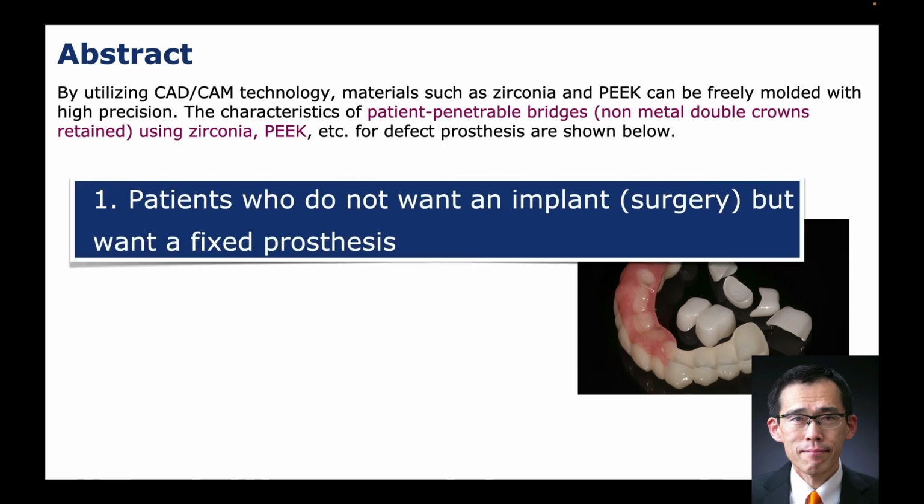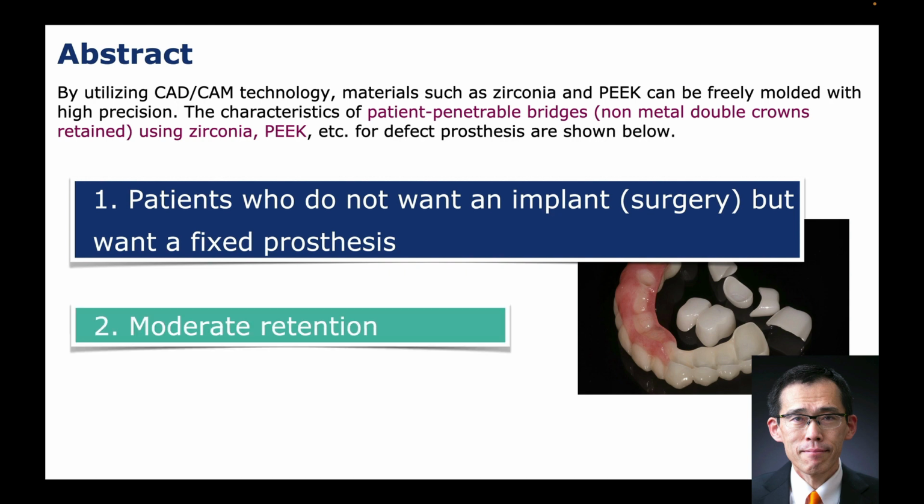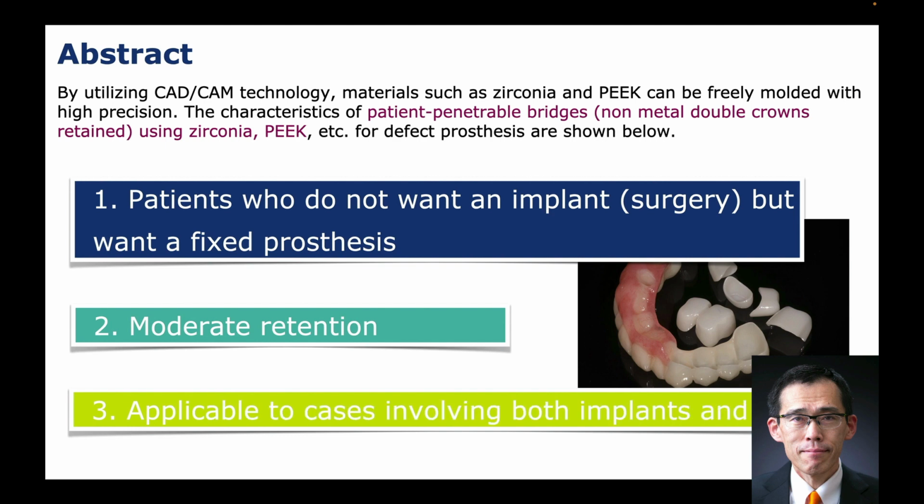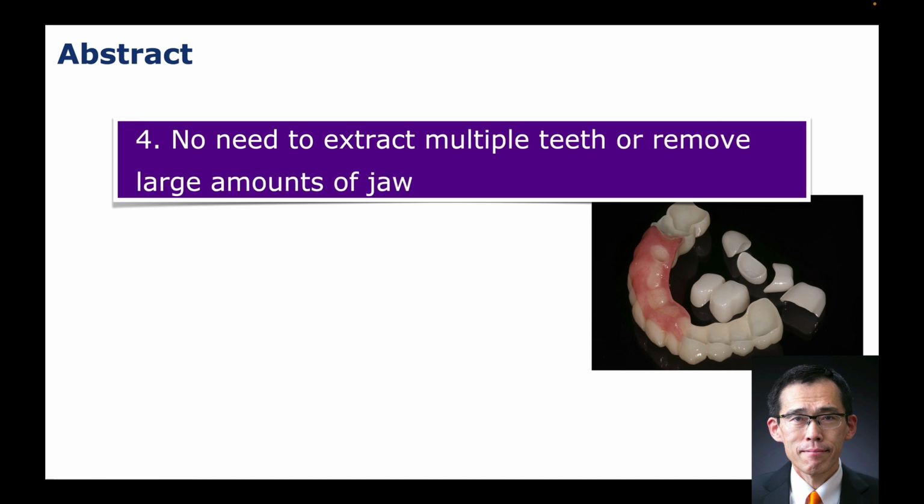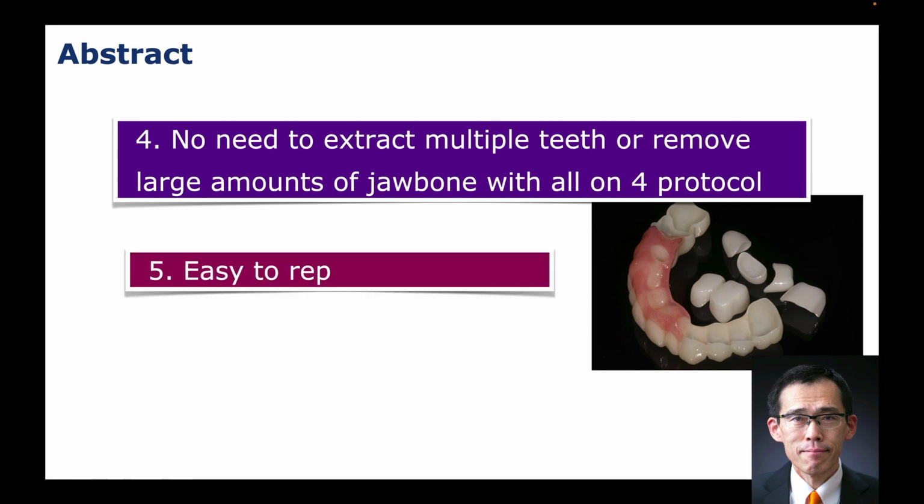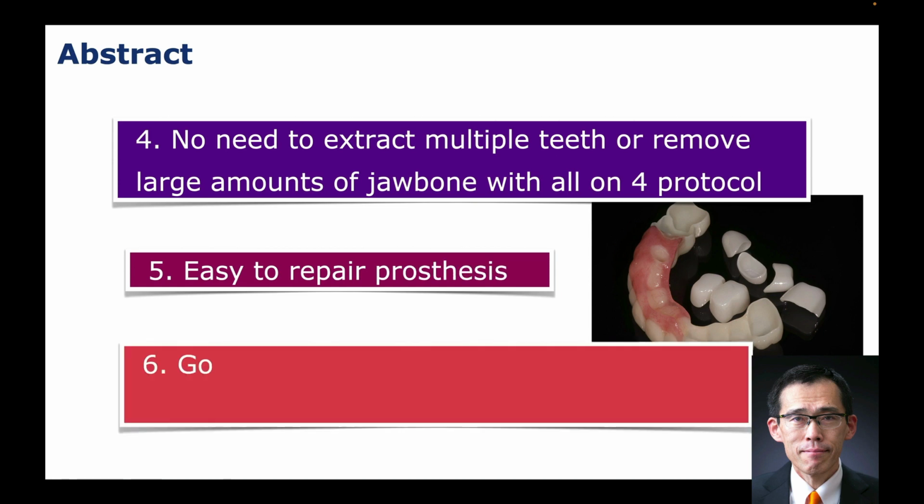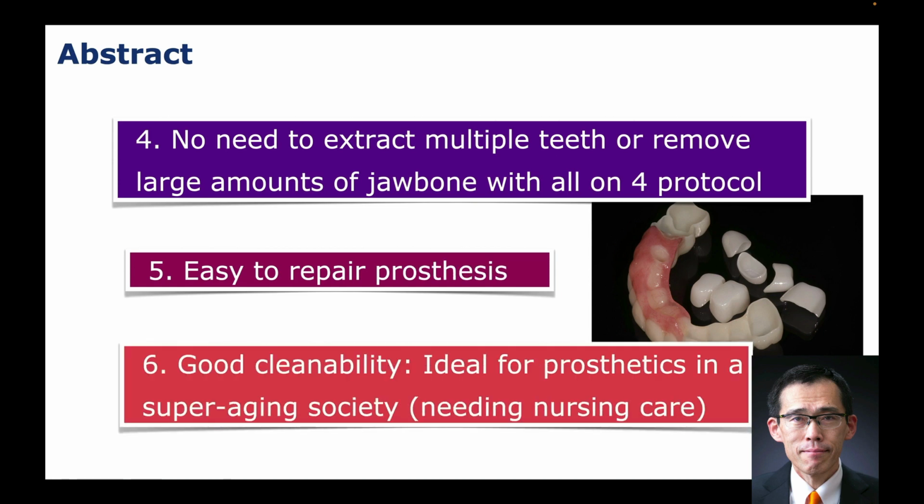Patients who do not want implant surgery but want a fixed prosthesis, moderate retention, and applicable to cases involving both implants and teeth. No need to extract multiple teeth or remove large amounts of jawbone, unlike the all-on-four protocol. Easy to repair the prosthesis, good cleanability. Ideal for prosthetics in a super aging society.